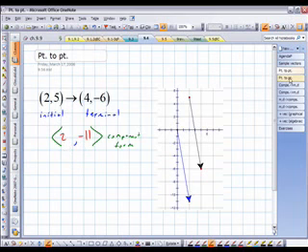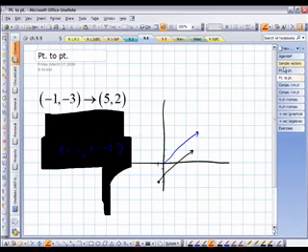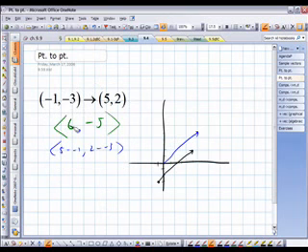Here's another example. Point to point, going from -1, -3 to 5, 2. So the black one is the original vector. Component form will be here in blue. You can subtract or just think about the fact that going from -1 to 5 means you must have gone to the right 6. -3 to 2 means you went up 5. So 6, 5 is your vector. So you can also say 5 minus -1 or 2 minus -3, do it the subtraction way.